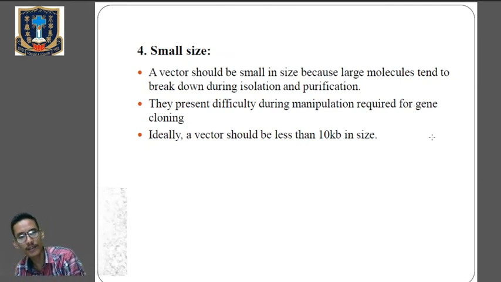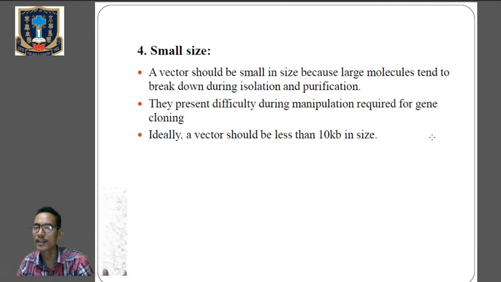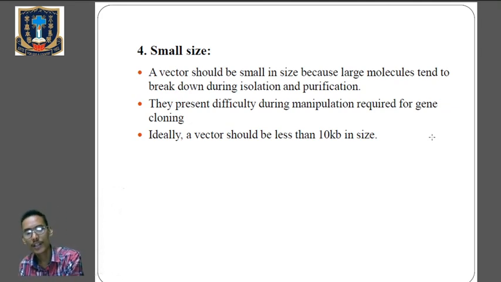Now the next feature of a cloning vector is a small size. Vectors should be small in size because large molecules tend to break down during isolation and purification, and they present difficulty during the manipulation required for gene cloning. Therefore the vector must be smaller in size, and ideally a vector should be less than 10 kilobases in size.